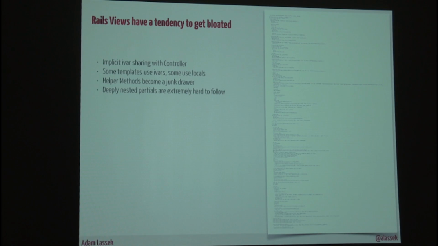Deeply nested partials are really hard to follow. You're opening one file or another, they can live wherever they're referenced from, so there's no consistent way to look up where they're coming from usually. Sharing partials is kind of tricky, especially with the aforementioned interface problems with partials. And because of all that, testing views becomes a total nightmare when you have really complicated views.